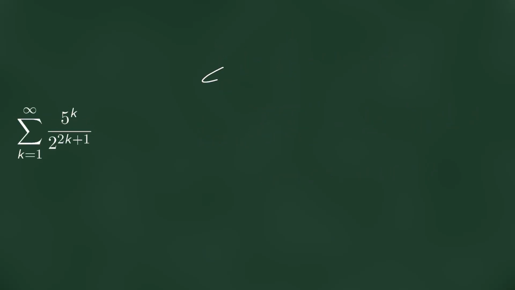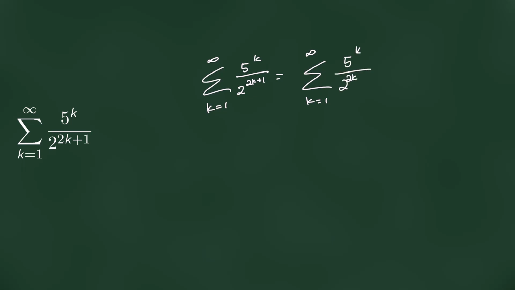Okay, in this one, we see we have k powers on both the top and the bottom. So while it doesn't initially look like a geometric series with a clear r value, I think we can do a little bit of rearranging here. I am going to split the bottom up into 2 to the 2k times 2, because of course I can add exponents. And then that becomes 5 to the k over 2 to the 2k, which is the same as 5 over 4 to the k times 2.